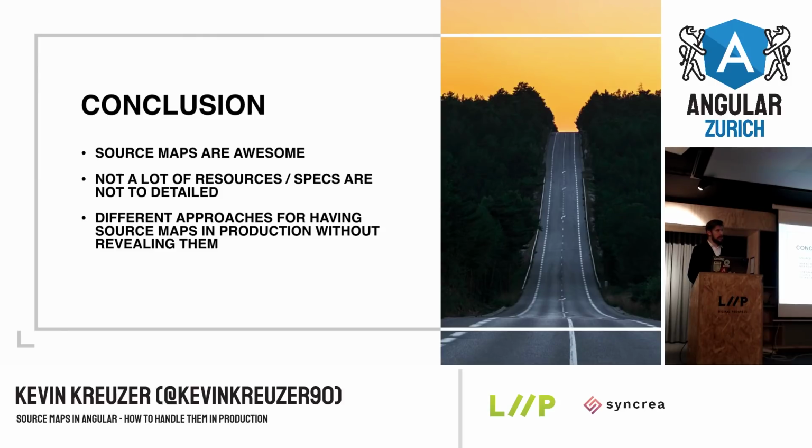Then also, what I've seen in some companies, a lot of people just don't think about how you can have them in production. Another thing that I noticed is that the specs are not too detailed. There are a lot of open properties with a lot of open discussions. And as I showed you, you can have different approaches for having them in production without revealing them, which is kind of nice.